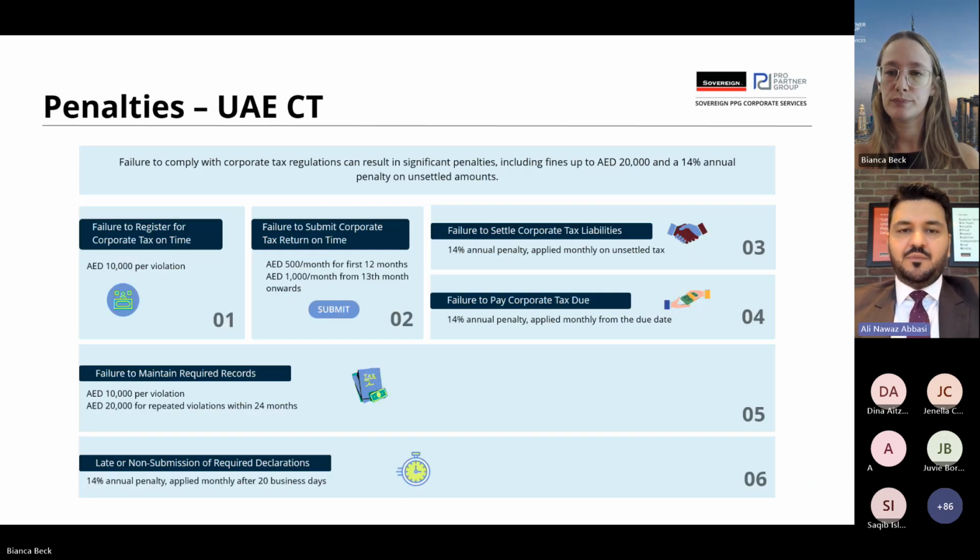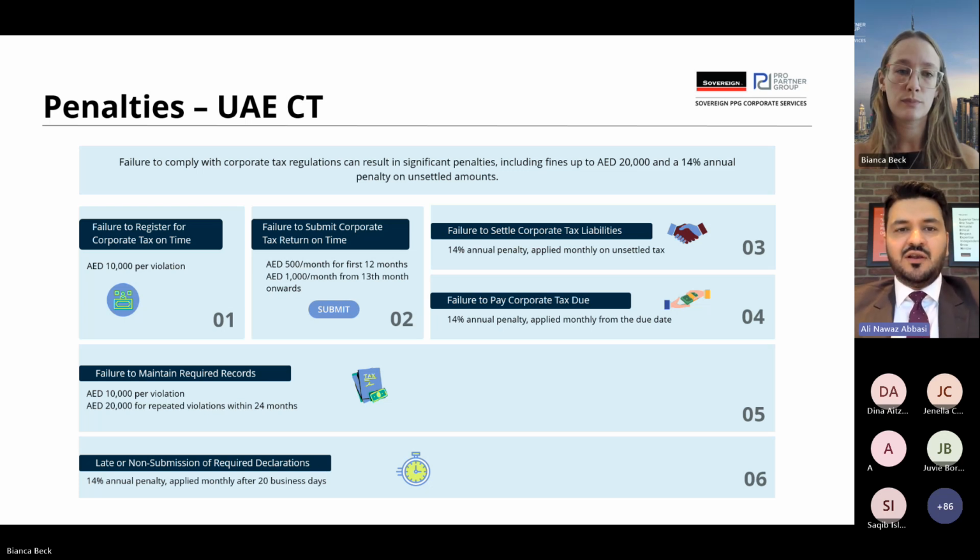Okay. There are various penalties in the corporate tax regime, and taxpayers who fail to abide by the regulations or fulfill their obligations will be subject to these penalties. For example, late registration carries a penalty of 10,000 dirhams. If you fail to submit the corporate tax return on time, a monthly penalty of 500 dirhams per month will be imposed for the first 12 months, and then 1,000 per month from the 13th month onwards.